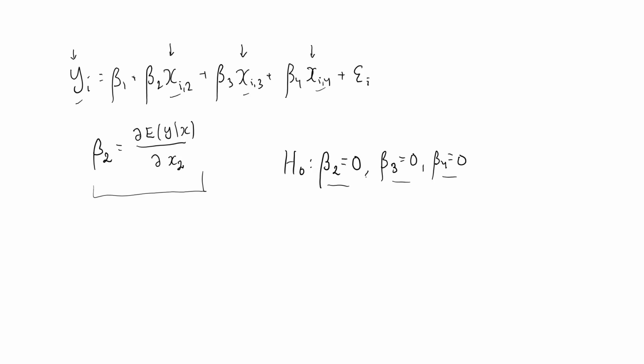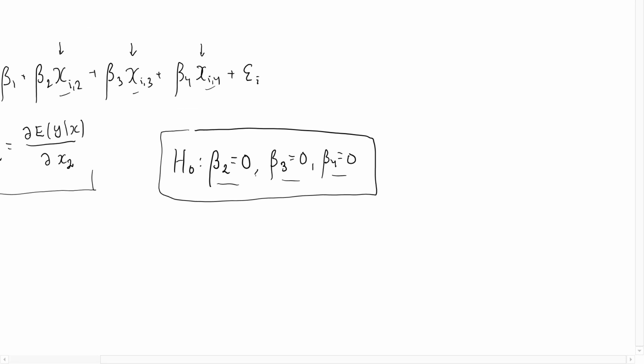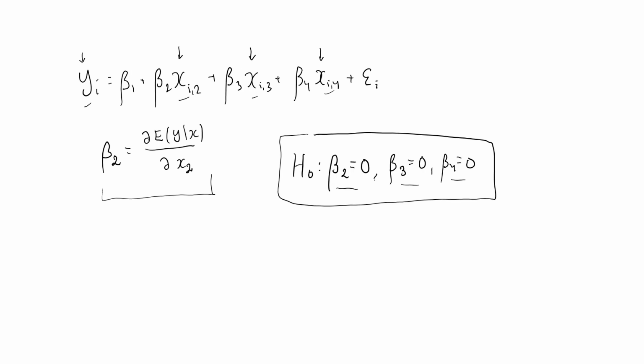This is a very common hypothesis. Notice that I have not included the intercept into this null hypothesis. There is no beta 1 here. So let's talk for a second about what it tests. So first of all, what would it mean for this null hypothesis to be true?